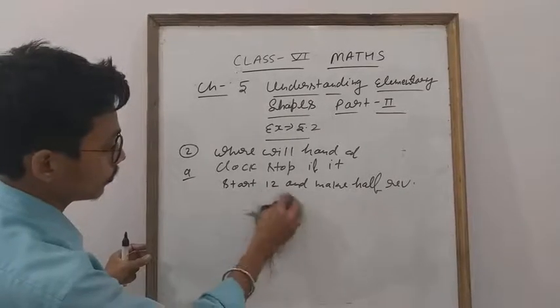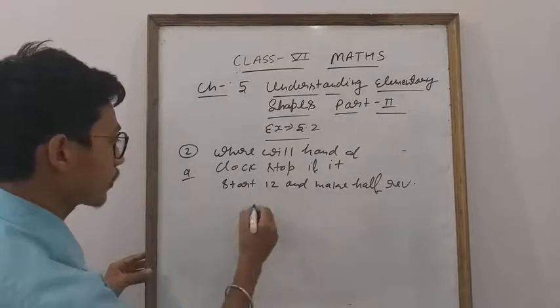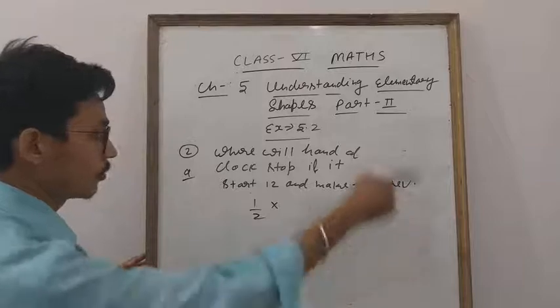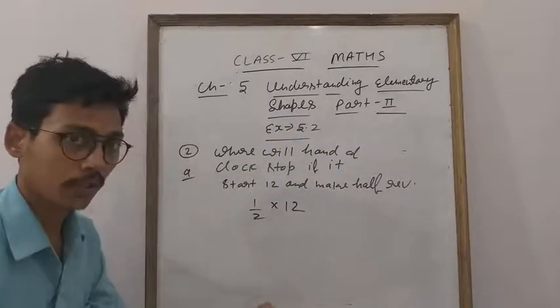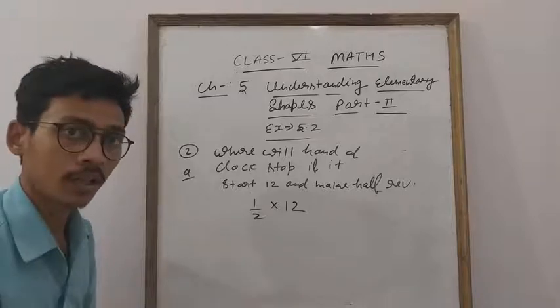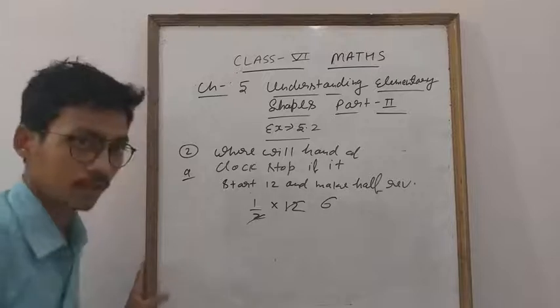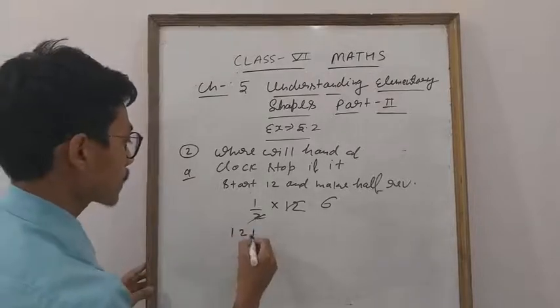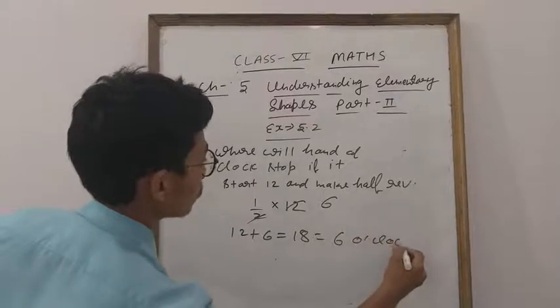So simply you can do one thing. Start at 12 and make a half revolution. Half into 1 revolution means total 12, because there are 12 numbers. 12 digits are given, or you can convert to 360. You can write 12 to 2, 6. So simply you can know 12 plus 6 is 18. It means what? 6 o'clock. See, this is in one line.